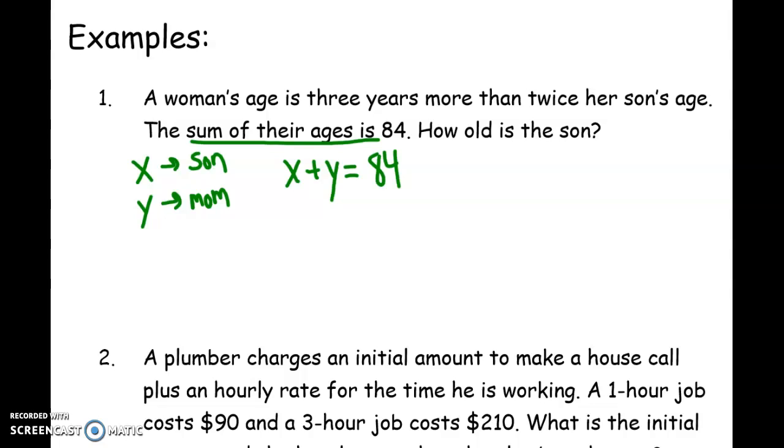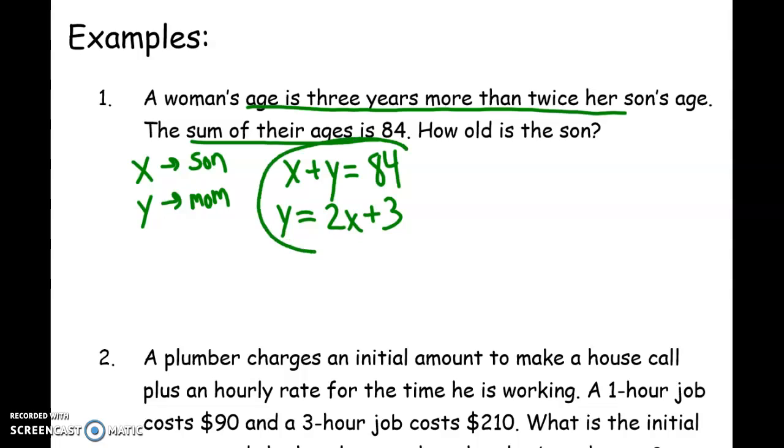Now I have to look at the other information I'm given here. The mom, or the woman, her age is 3 years more than twice her son's age. So that looks like an expression. The woman's age, so remember, mom or the woman, is equal to Y. That equals 3 more than twice her son's age. So 2x plus 3.